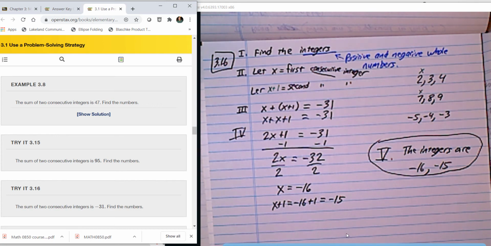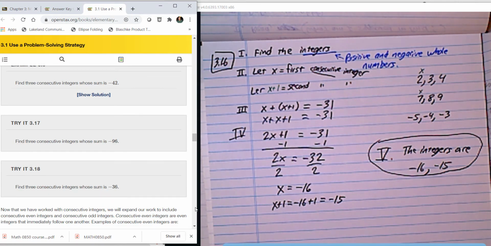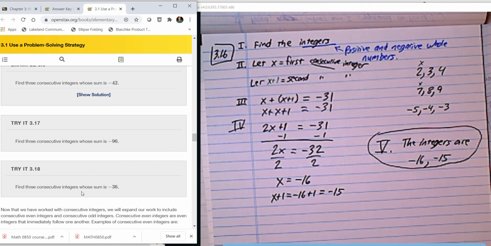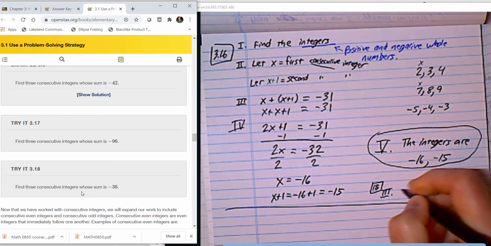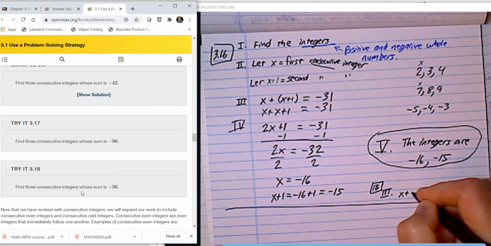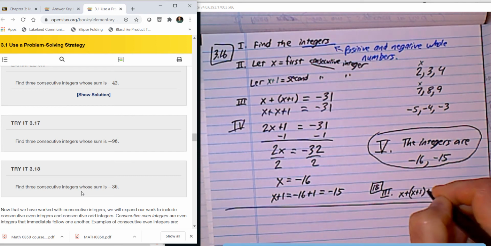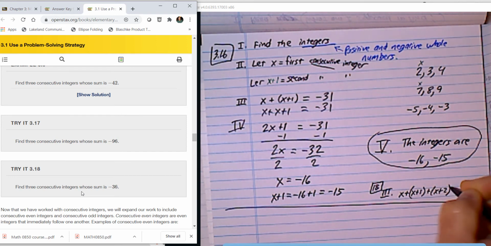I think 1 or 2 more ought to be enough. But I hope these examples are helping you feel more comfortable with and understand better word problems. Find 3 consecutive integers whose sum is -36. Well, I'm not going to work out the whole thing. I will just tell you that problem 18, step 3, you would do something like x plus x plus 1 plus x plus 2. There's your 3 consecutive integers, is -36. So that would be your step 3.